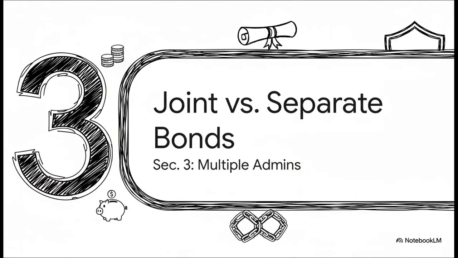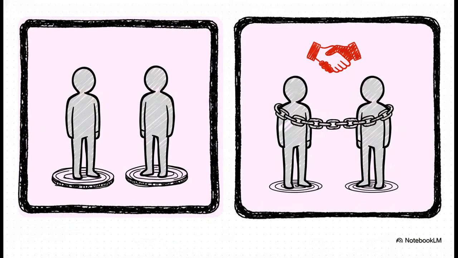All right, we've covered a single administrator, but what happens when you have a team? More than one person in charge of the estate. Section 3 tackles exactly that, how bonds work when you've got co-administrators. So the court basically has 2 choices. It can say, okay, each of you gets your own separate bond. This means you're only on the hook for your own actions. Or it can require one single joint bond. And that's where things get tricky, because with a joint bond, you're all in it together.